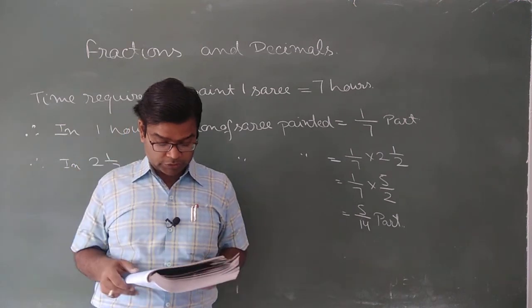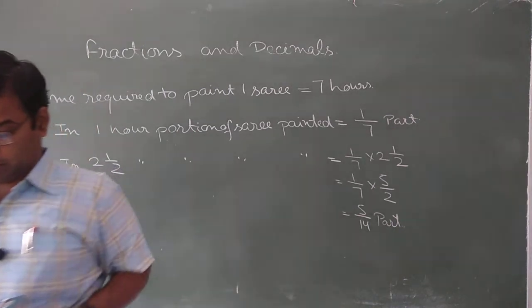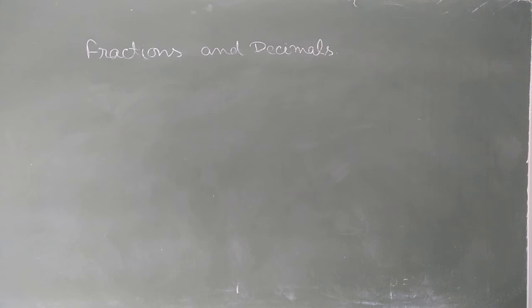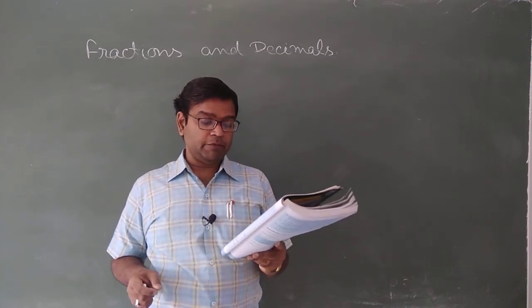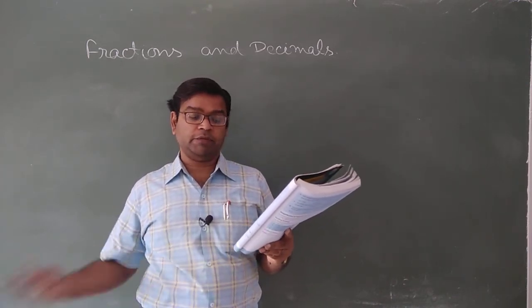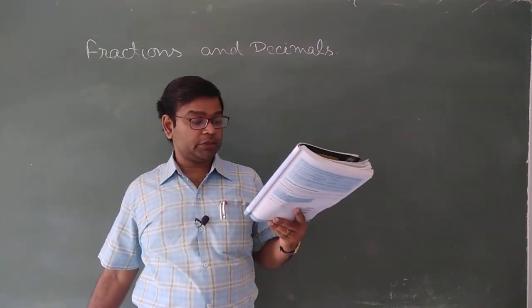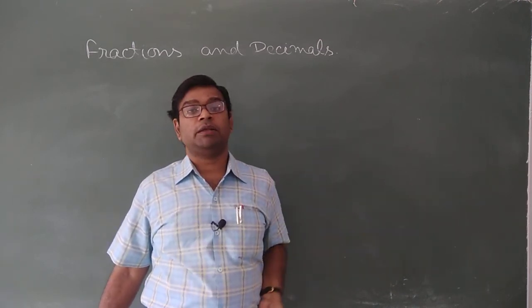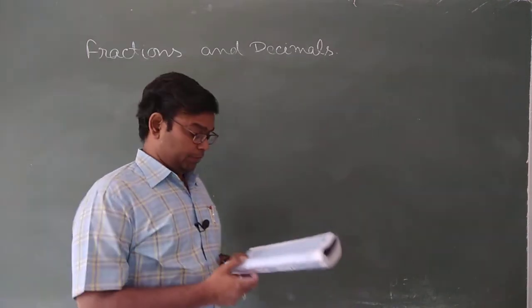Now, the next question, and today's last question of this video, is question number 10. It says that there are 2 bags of rice. One bag weighs this amount and the other bag weighs this amount. If 5 by 7 part of the total weight is sold, find the weight of the remaining rice. So for that, first we find the total weight of both bags.